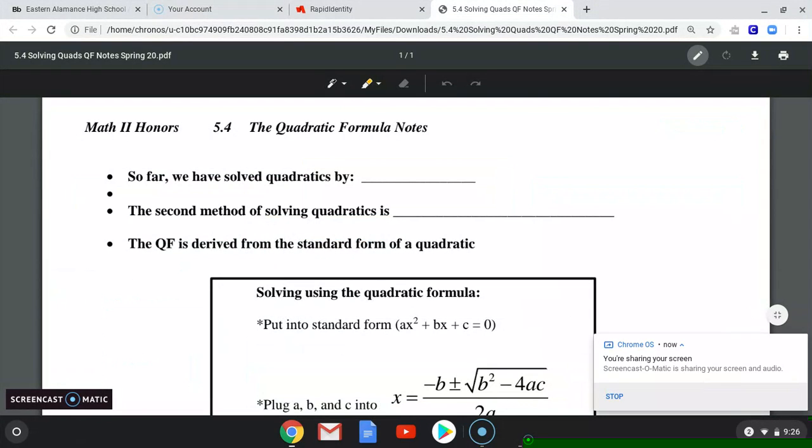We're going to do today solving quadratics using the quadratic formula. Once again, this is something from Math 1. We are going to add something a little different. We're going to go back and add some simplifying radicals in with these quadratic formula problems.